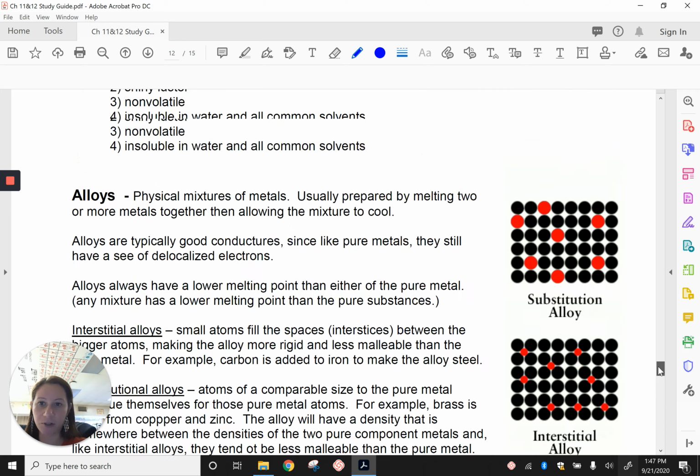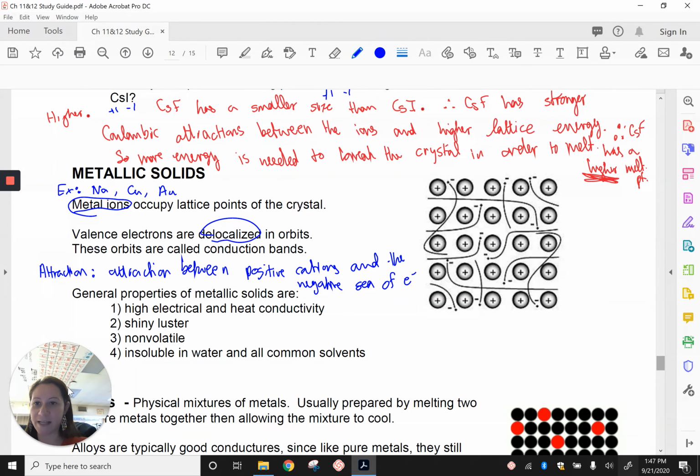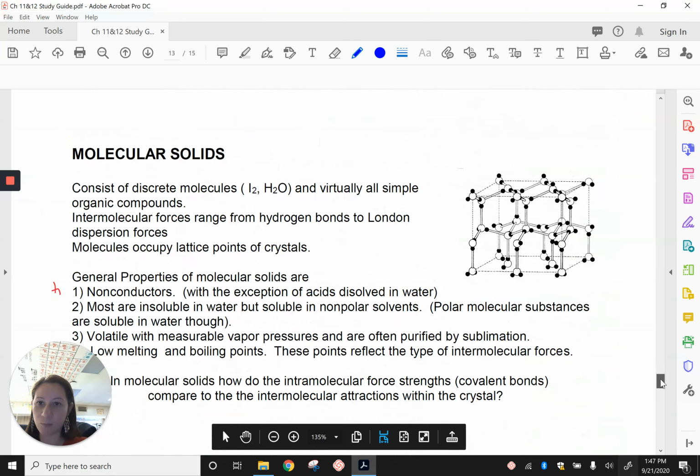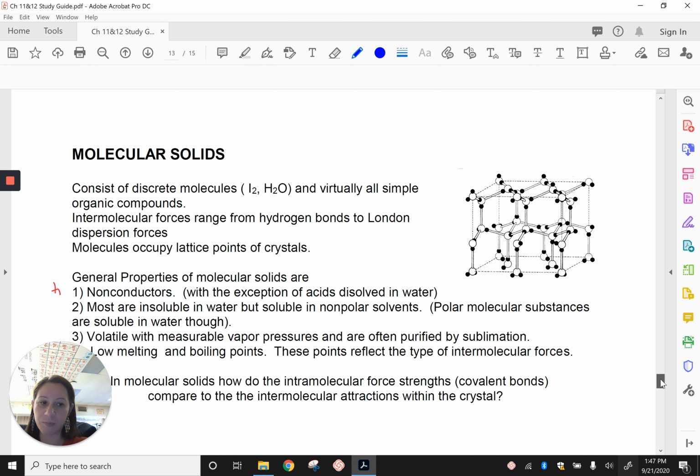Okay, so we covered all four things. We covered examples. We covered what's at the lattice points. We covered what attraction holds the crystal together, and we also covered some general properties. So the next type is molecular solids. Another word for molecular is covalent. So these are solids that are covalently bonded, and they consist of discrete molecules.